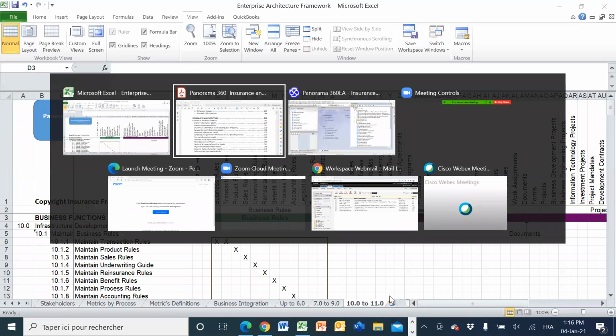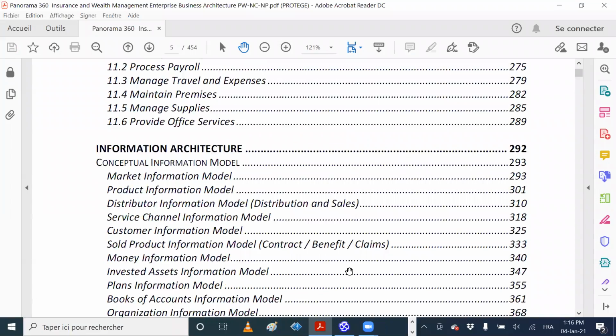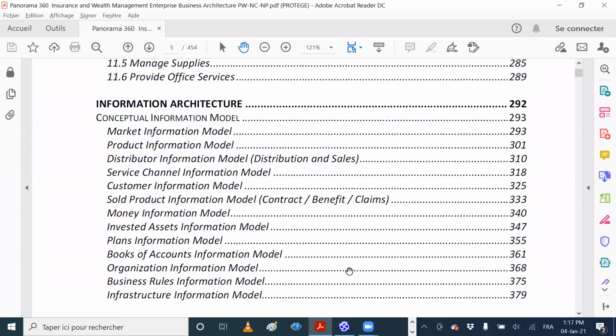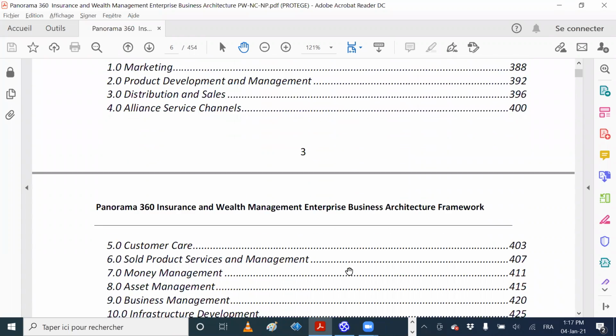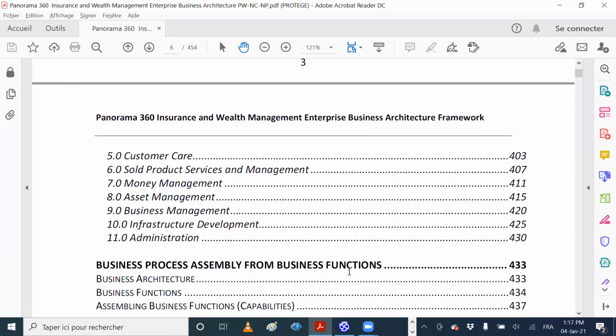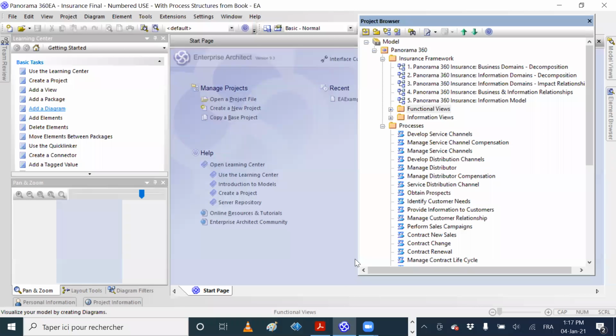Plus, we have two books, one on enterprise business architecture, a 400-page book, as well as another book, which is also a 400-page book for the business processes. Plus, for those tools that we have already imported, Panorama 360, we have all those models and integration points and business processes that are already imported in a tool such as, for instance, Sparx EA.